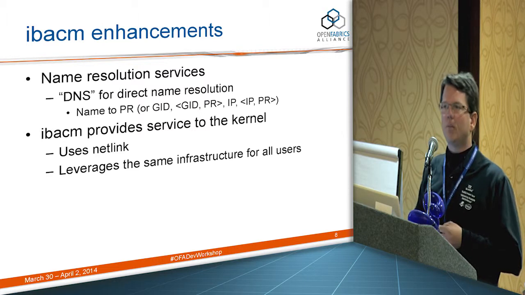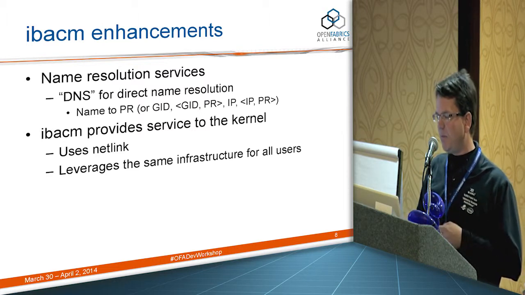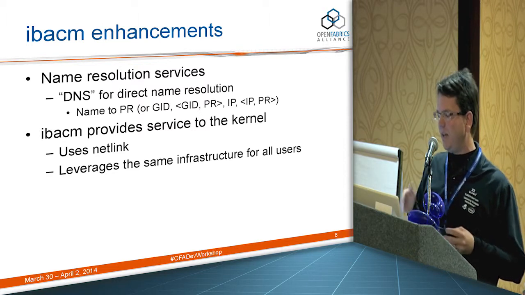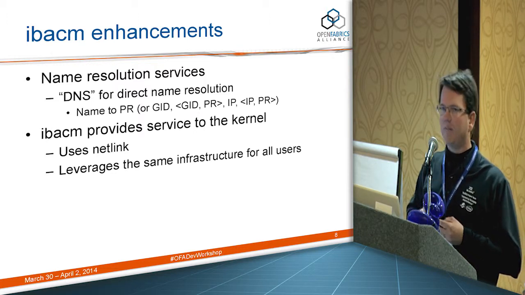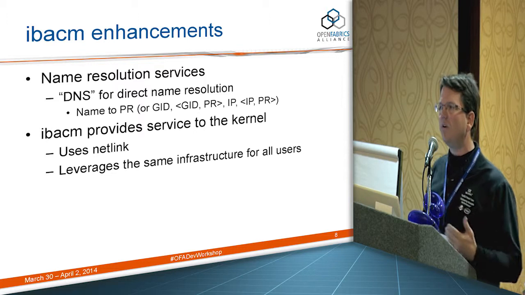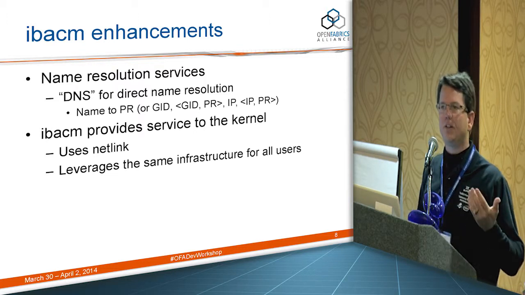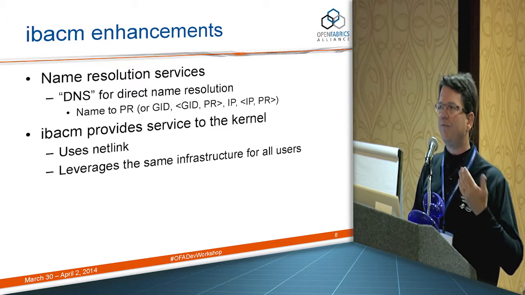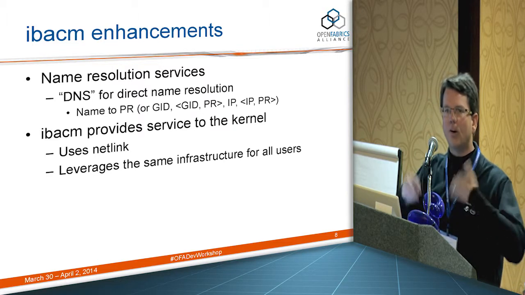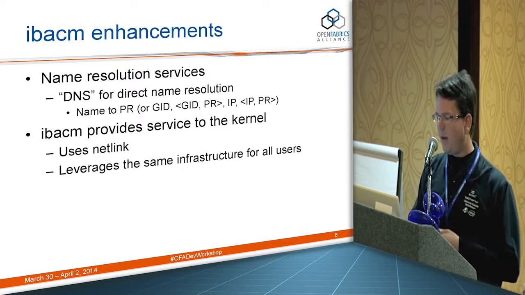Barring that, there are some other mechanisms and translations we may want to do: name to GID in path record, name to IP in path record. It depends on how much data the application knows, what it feeds into us, and then how we go about the resolve down to the path record.